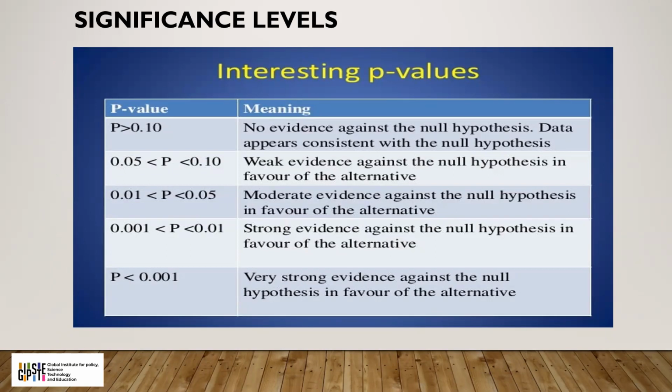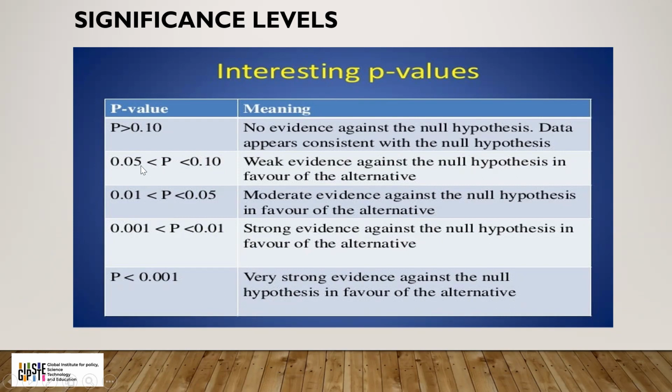Interpreting p-values. Let's look at this chart. If you look at the first one, you have a p-value greater than 0.10, meaning that you are evaluating the model at, let's say, the 10% significant level. Since our p-value is greater than 0.10, it means that there is no evidence against the null hypothesis, meaning we fail to reject the null hypothesis, because the variable or the model is not significant. In this case, the data appears consistent with the null hypothesis.